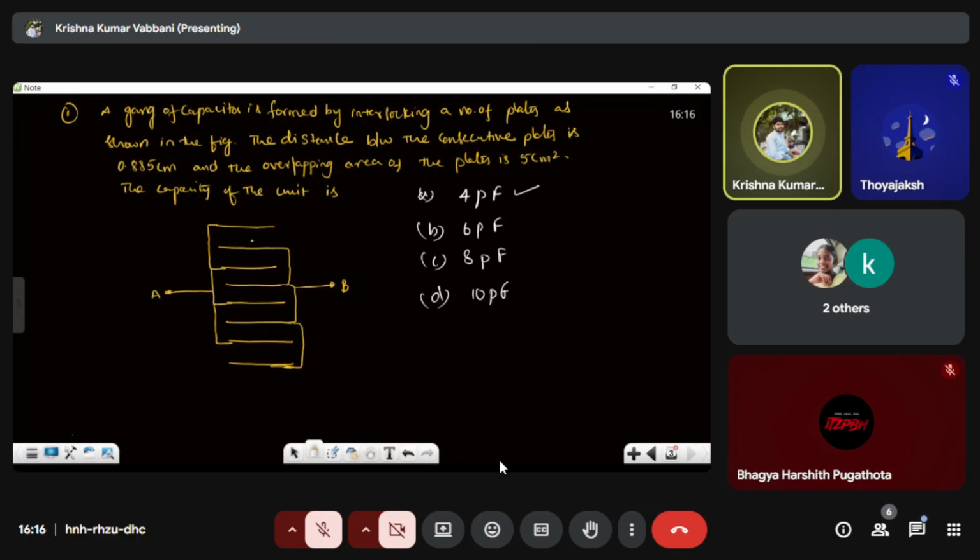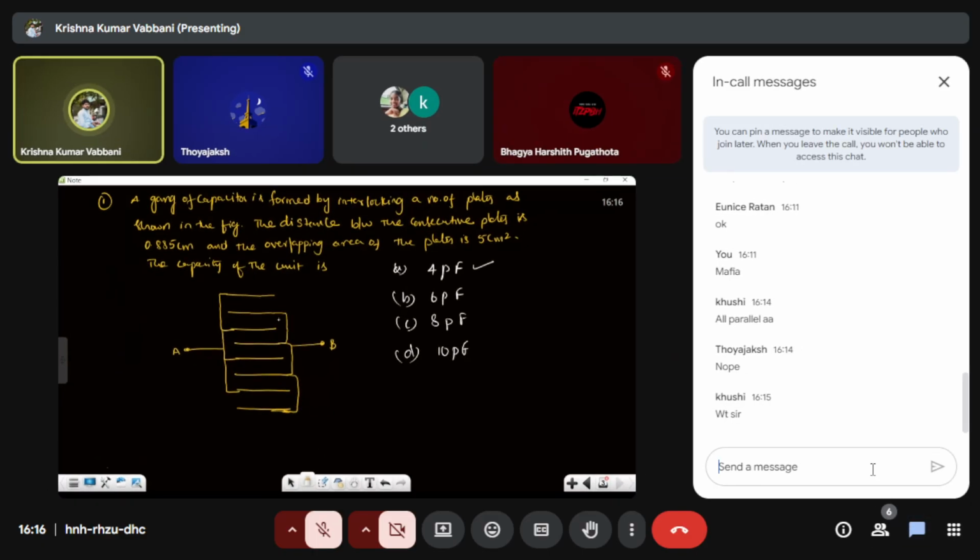Before you check this, you have to know how to solve the question also. You have to check whether all the plates are connected to the potential or not. Yes, sir. All of these are connected to potential A, and all the plates are connected to potential B.